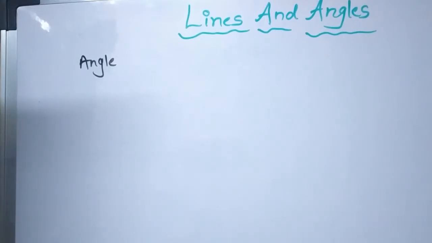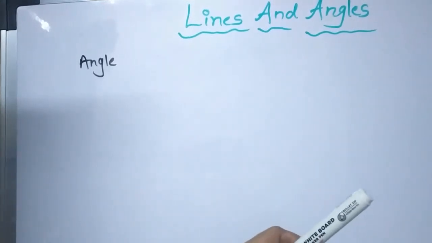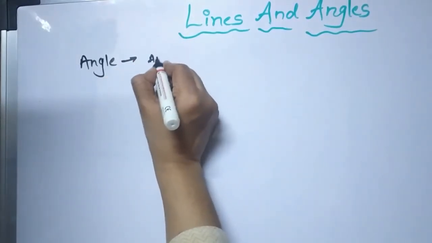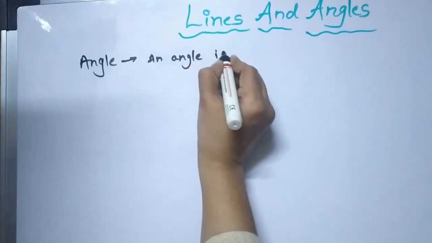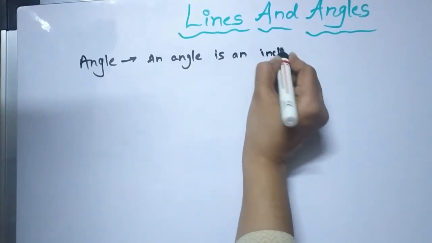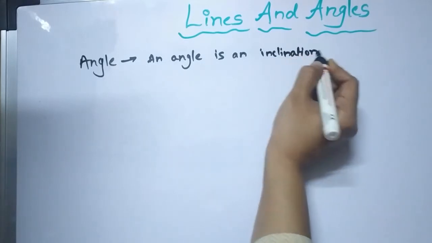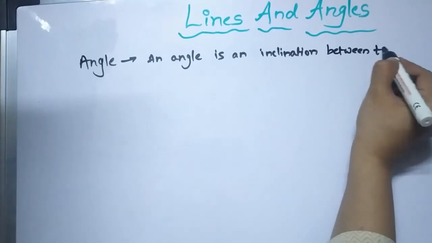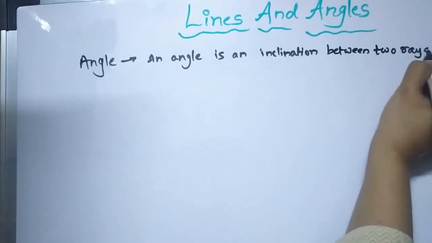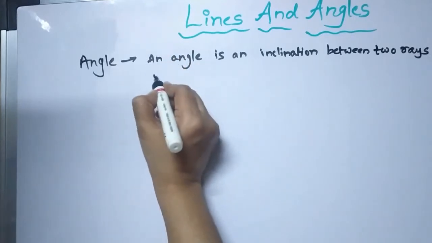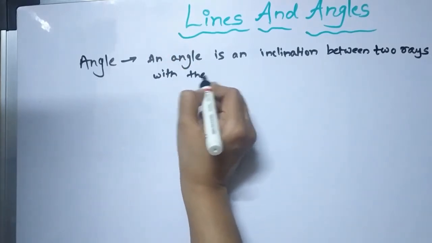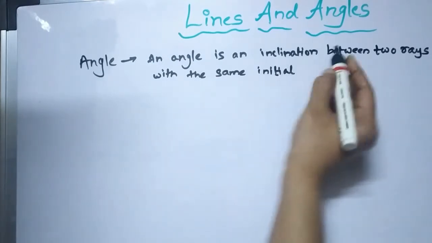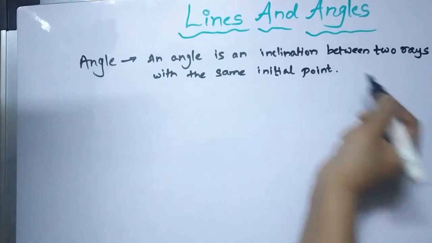Friends, let's see first of all what is an angle. You know that an angle is an inclination between two rays, and these two rays have the same initial point, which you can say is a vertex.